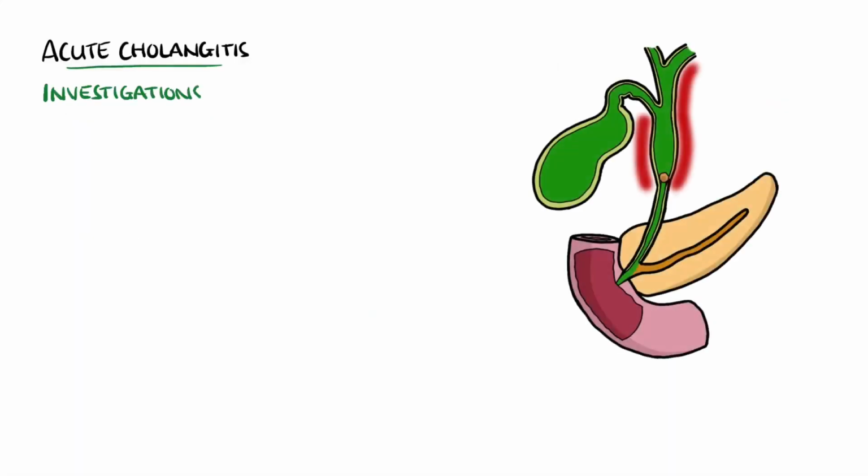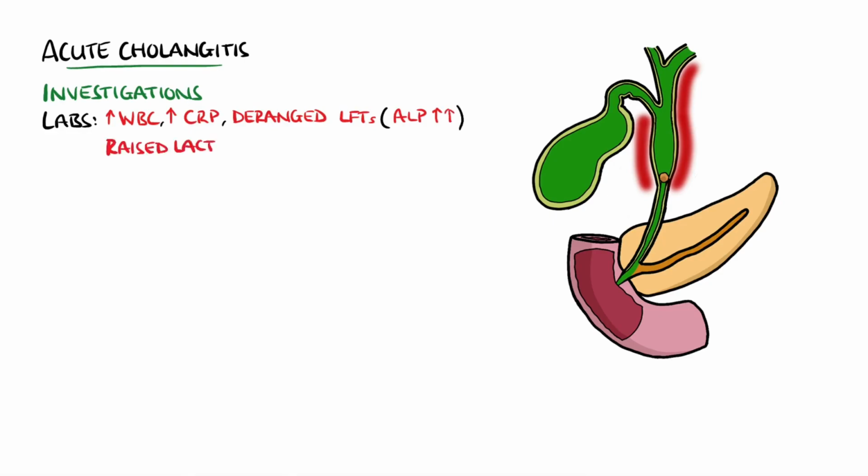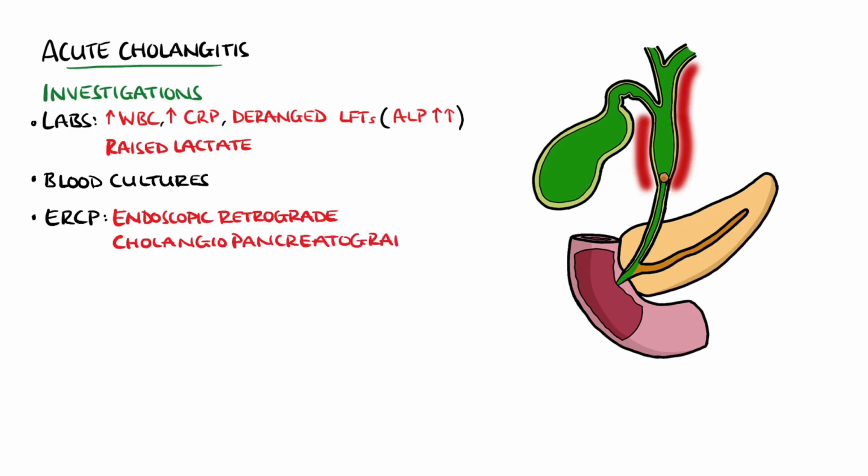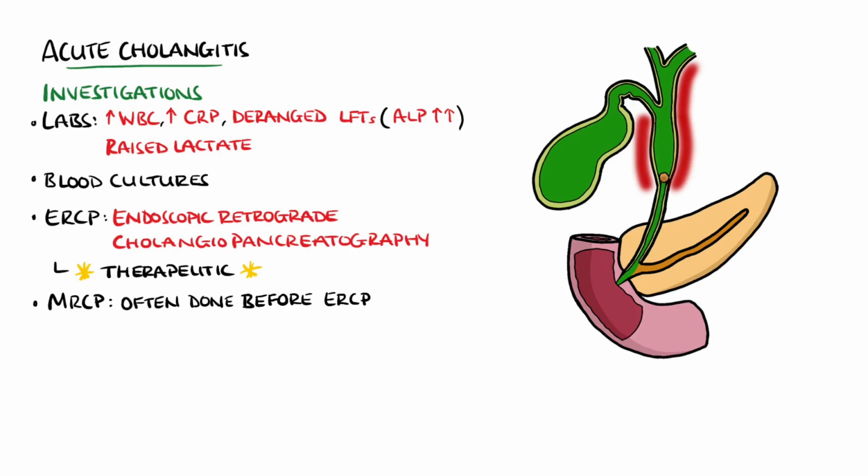Lab tests will show leukocytosis in most instances, as well as deranged liver function tests, especially a raised alkaline phosphatase. Lactate levels may also be raised, which if found in the context of hypotension, typically points towards shock. Blood cultures should also be taken in suspected acute cholangitis. The gold standard investigation for acute cholangitis is endoscopic retrograde cholangiopancreatography, or ERCP, as this is also a therapeutic procedure. However, due to the associated risk, it is often done following an MRCP.